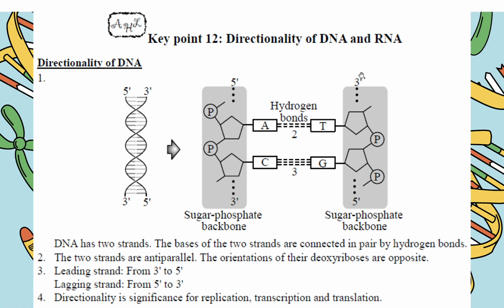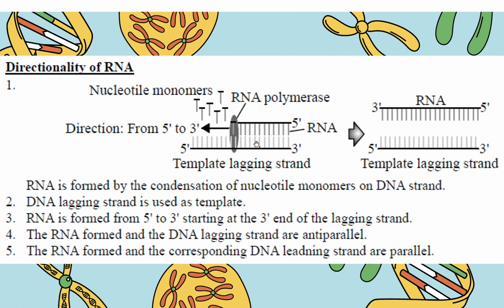It is the difference between the two strands. So we call the leading strand the 3' to 5' one, and the lagging strand is the 5' to 3' one. This is the reverse one. And the directionality is significant for replication, transcription, and translation. All are big things that you learn. Every word here has a big theory behind it and a complicated process.